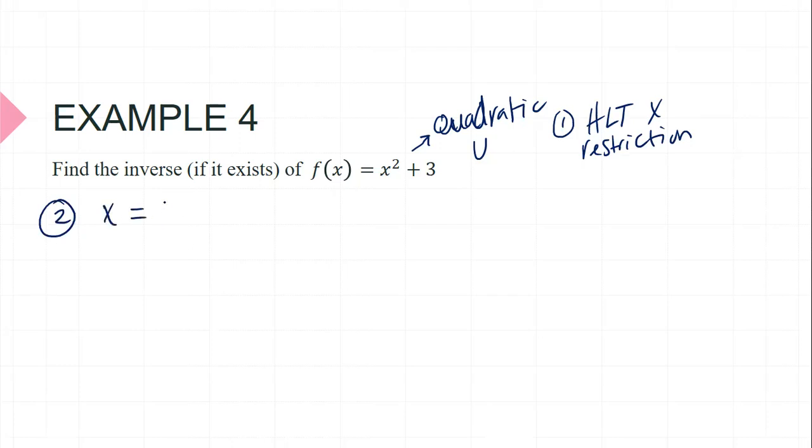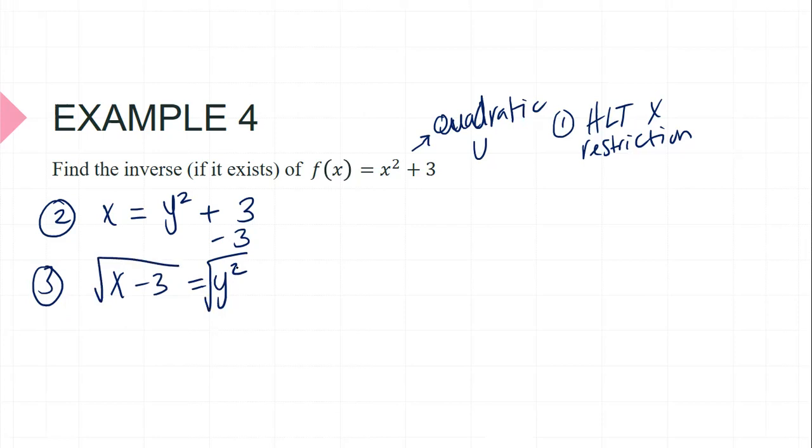So we have x equals y squared plus 3. Step 3 is to use your inverse operations. What is my first inverse operation? Subtract the 3, and I get x minus 3 equals y squared. What is going to be my next inverse operation? Take the square root. And what I do to one side, I do to the other. And now my y is free, so the inverse of x equals the square root of x minus 3.